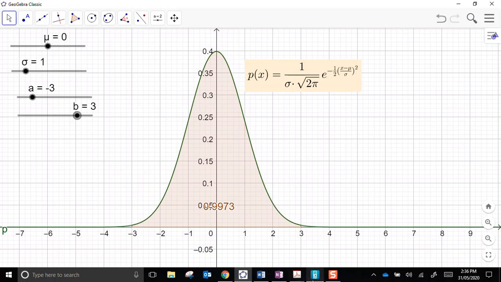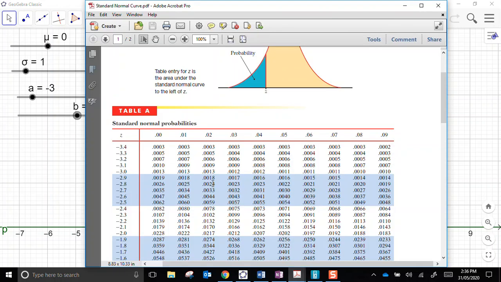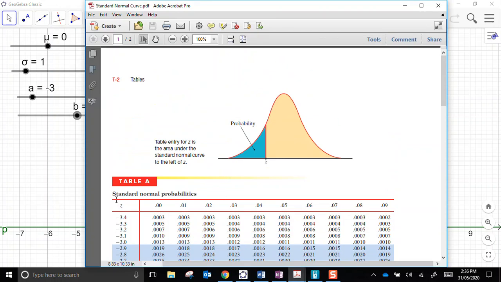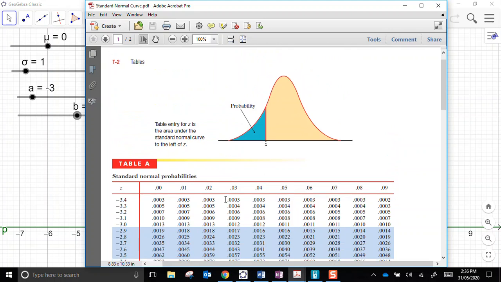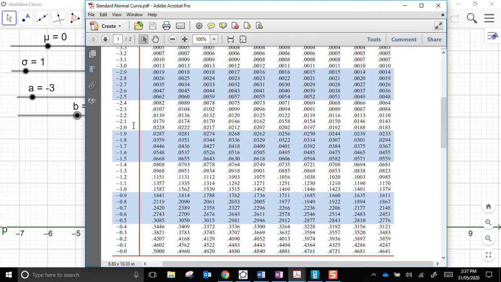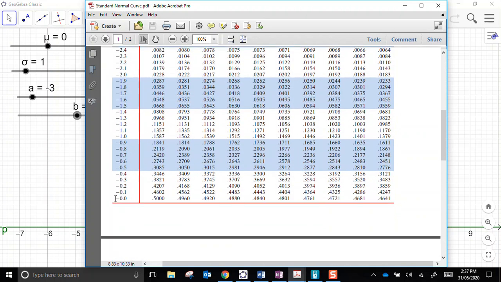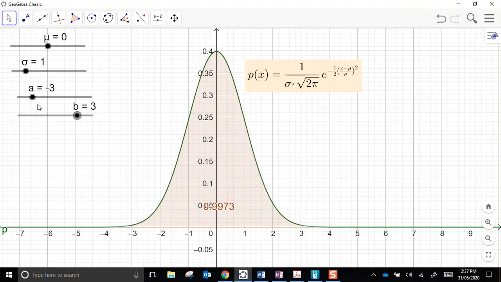Prior to computers and calculators being everyday objects, we would need to use tables, and this is the standard normal probability table. Notice the Z there for the Z-score. The tables were always set out to be from negative infinity up to a particular point. So if I go to find a Z-score of 0, then it's 0.5. Let's take a look at what that would be like.